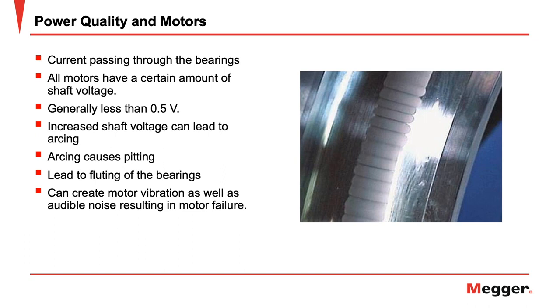Another cause of bearing failures is excessive shaft current. Now, all motors have a certain amount of shaft voltage. Generally, shaft voltage should be less than 0.5 volts. When shaft voltage increases, it can lead to arcing between the bearings and the raceway, causing pitting, which will lead to fluting of the bearings. This can create motor vibration as well as audible noise, resulting in motor failure.